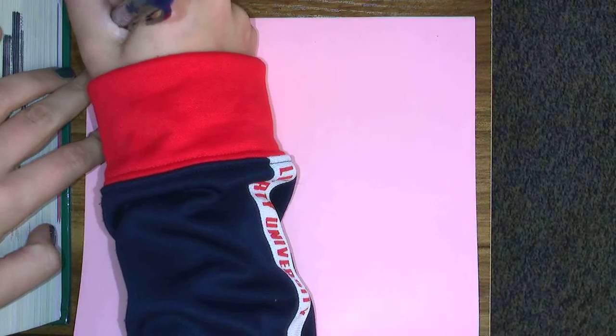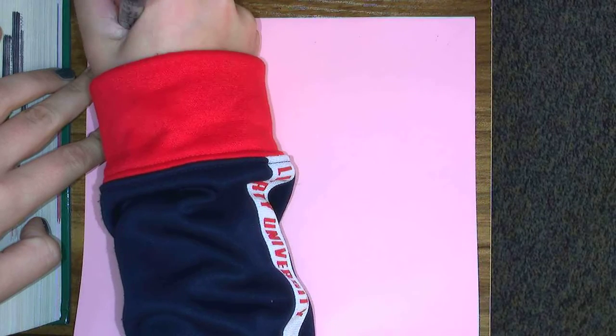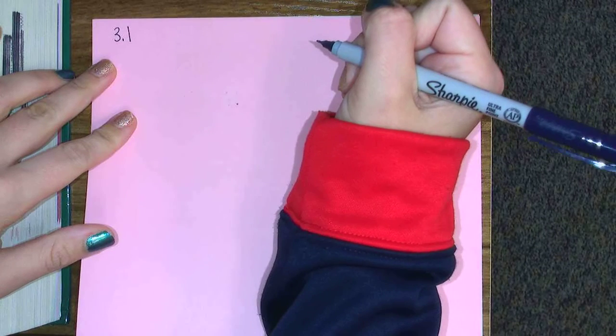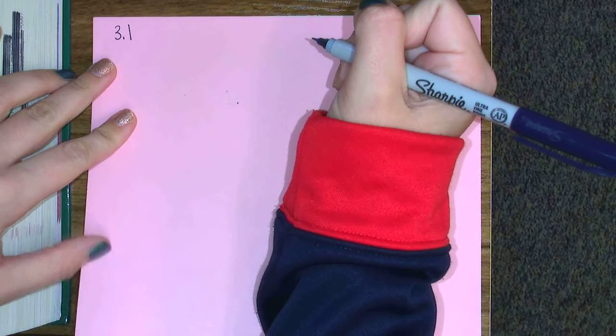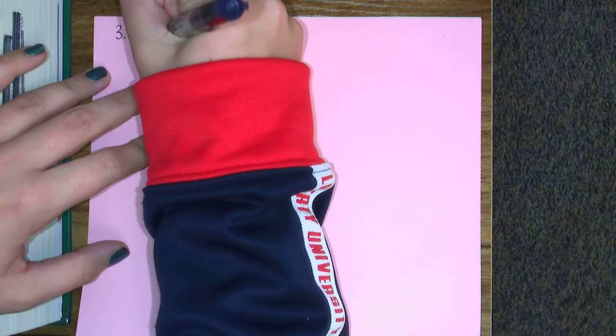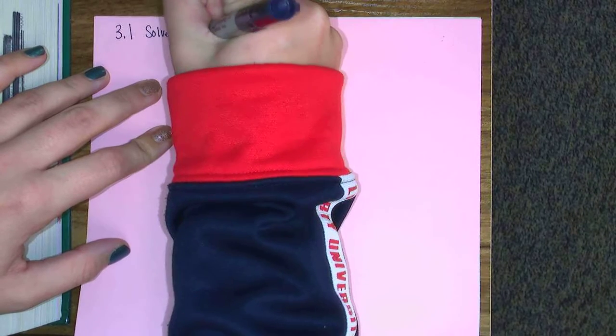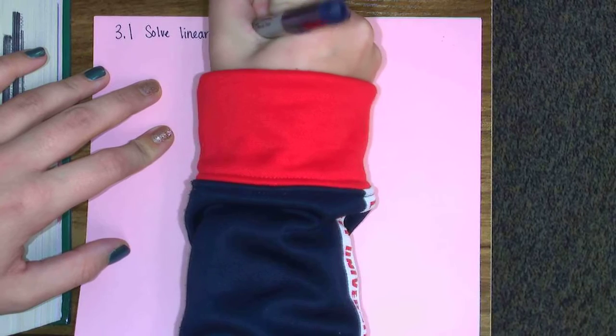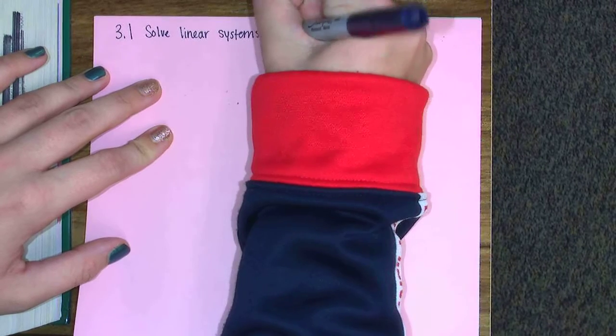Alright, we are now in Chapter 3. This section should be relatively quick because it mainly involves graphing. Hopefully no more than about 7 minutes. So, 3.1, solve linear systems by graphing.